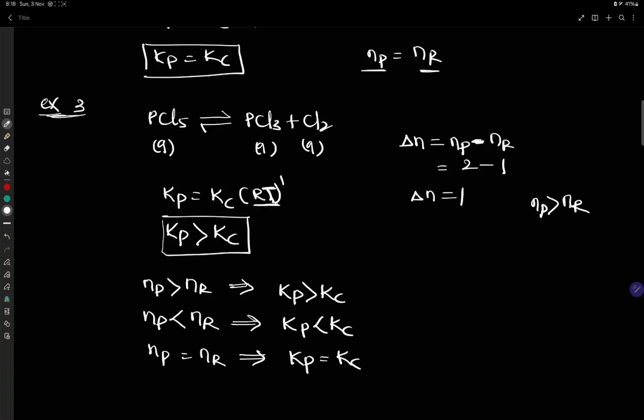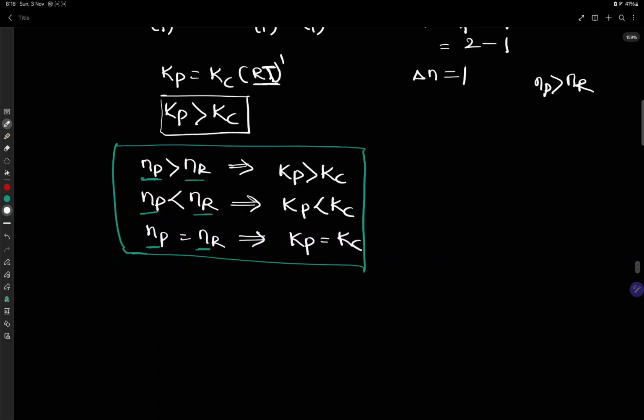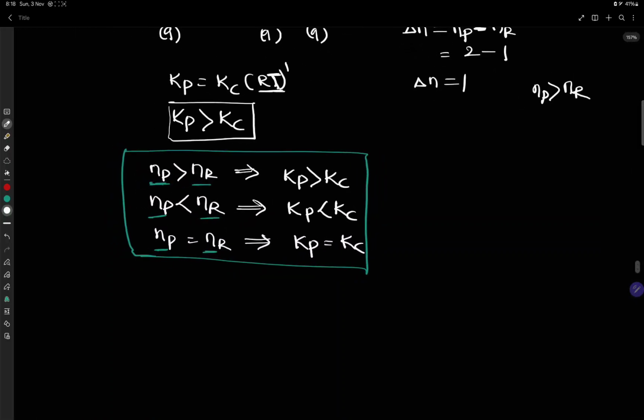So this is important. This is a short way to write the relation between Kp and Kc. By looking at this relation, if Np is greater in the equation or Nr is greater in the equation, you can write whether Kp is greater or Kc is greater. Hope you understand. Okay. Now units also depend on the delta N value.